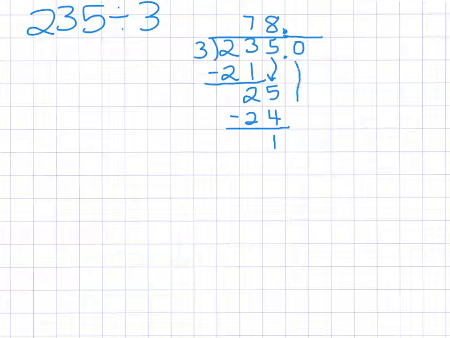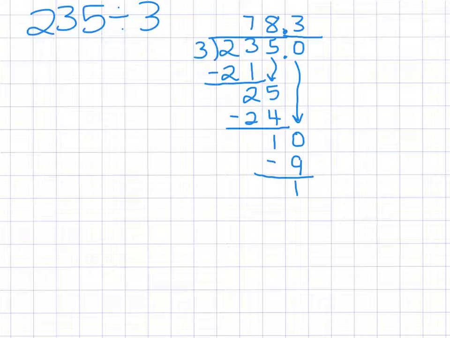Bring down that 0. So now 3 going into 10. 3 goes into 10 3 times. And my thinking 3 times 3 is 9, so I can take 9 away from out of the 10, and I end up with 1 left over.